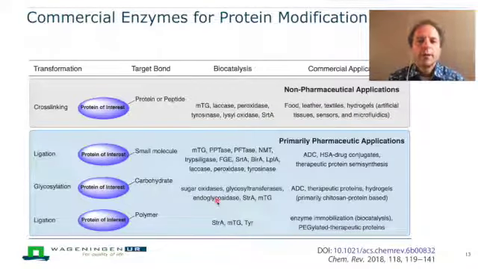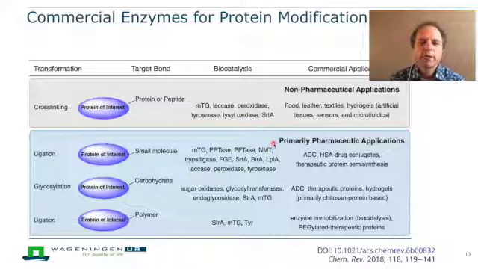Now, if we look at the enzymes used for commercial protein modification, this can be categorized into two sections: non-pharmaceutical applications and primarily pharmaceutical applications. The non-pharmaceutical applications are characterized by protein cross-linking enzymes. For example, microbial transglutaminase, laccase, peroxidase, or other oxidizing enzymes will lead to protein polymers, which can be useful in the food industry, leather industry, textile industry.